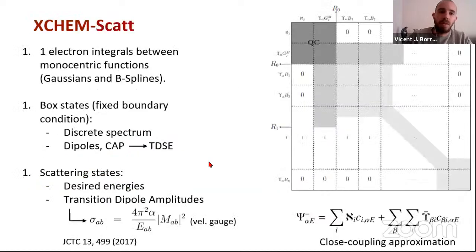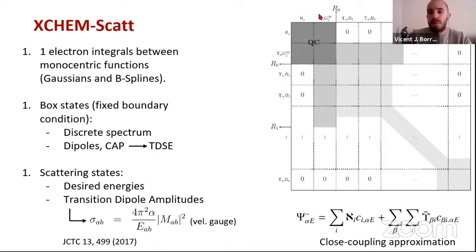So now in the scattering part, the first thing the scattering part does is compute the missing integrals, that are the integrals between Gaussians and B-splines and between B-splines. Within the close-coupling approximation, the scattering states are created with the source states, which are the ones defined with polycentric Gaussians, and the augmented states. States augmented either in a monocentric Gaussian or in a B-spline.